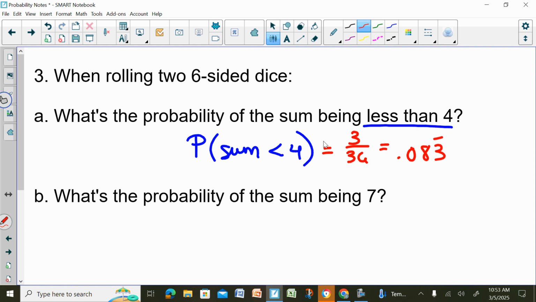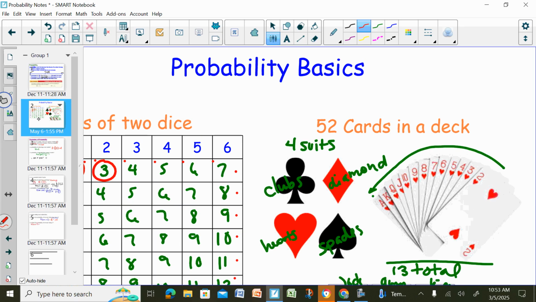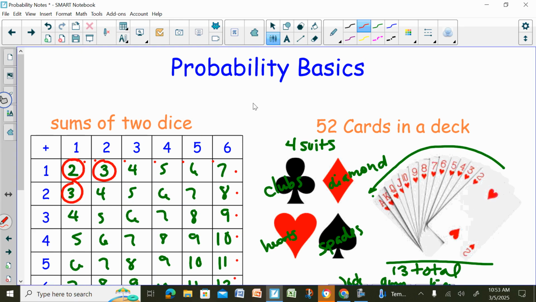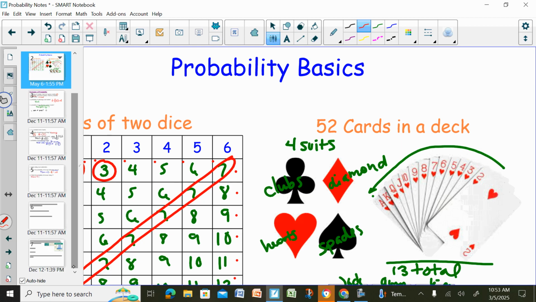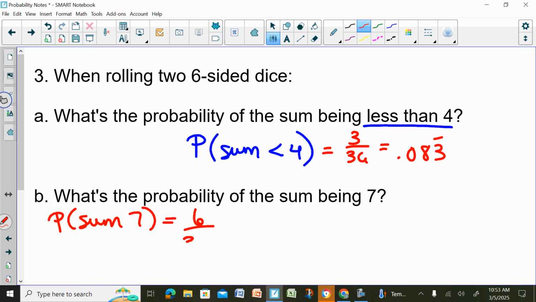What is the probability of the sum being 7? We can go back to that graphic. So if it equals 7, we can go back here and see that it's that whole diagonal. So we got 1, 2, 3, 4, 5, 6 of them are all 7s. So 6 out of the 36. That's 1/6 as a fraction, and 1/6 as a decimal is 0.16 repeating.